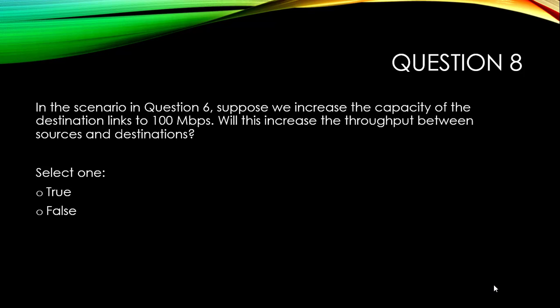So, question 8, in the scenario in question 6, suppose we increase the capacity of the destination links to 100 megabits per second. Will this increase the throughput between sources and destinations? And we're supposed to select true or false. This is essentially the question in the forum post, but they're asking for you to do the calculations or the work, which we've done in the previous question with 6.